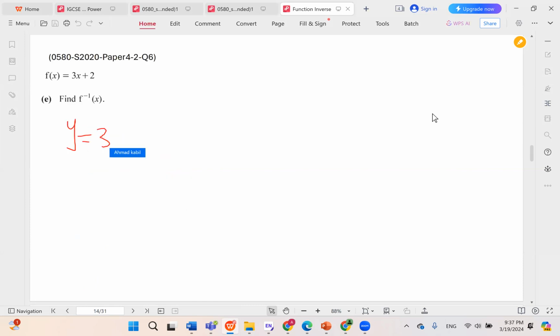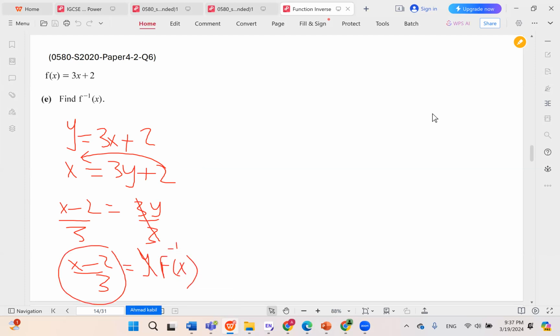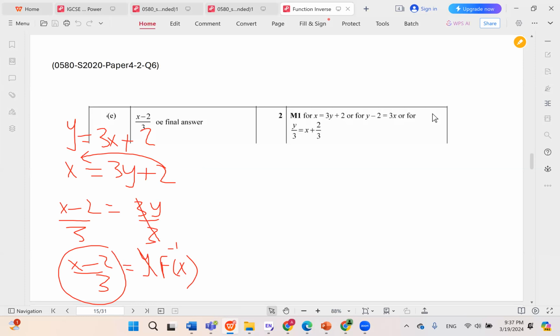Y equals 3x plus 2. Again, and then we flip y and x. We get x equals 3y plus 2. We take 2 to the other side. We get x minus 2 equals 3y. We divide by 3. So y equals x minus 2 over 3. And then we replace the y with f inverse of x. And this is the final answer here: x minus 2 over 3.